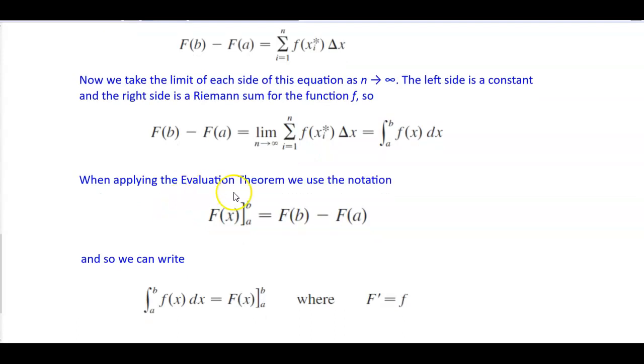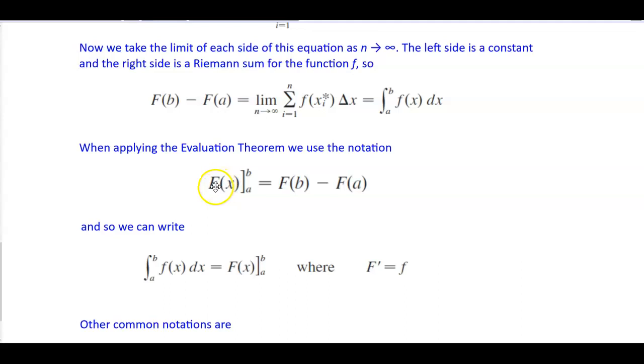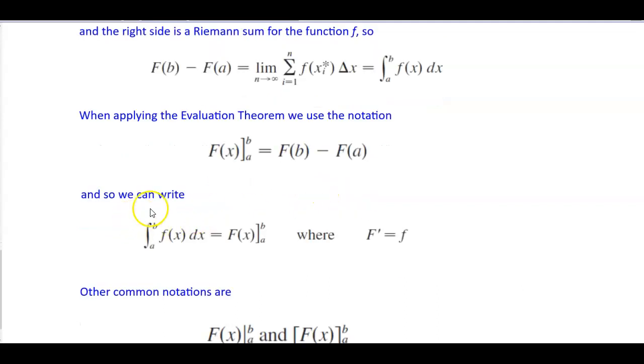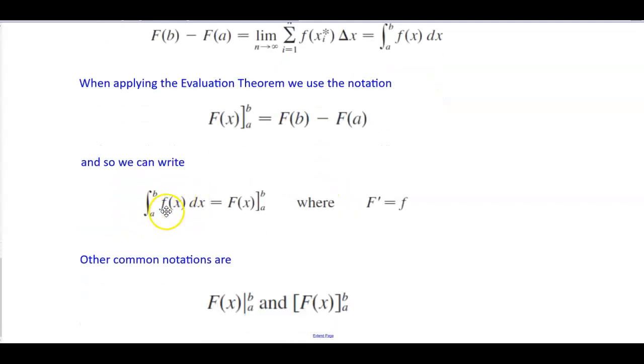When applying the evaluation theorem, we use the notation as I showed you in the previous example. The antiderivative F of x going from a to b is equal to F of b minus F of a. And so we can write the following. The integral of f of x dx from a to b is equal to the antiderivative from a to b, where we know that the antiderivative F is such that F prime is equal to the function f. Other common notations are the following. You're going to see the antiderivative of x that has a line here going from a to b, or we can put this in brackets, with that function going from a to b.